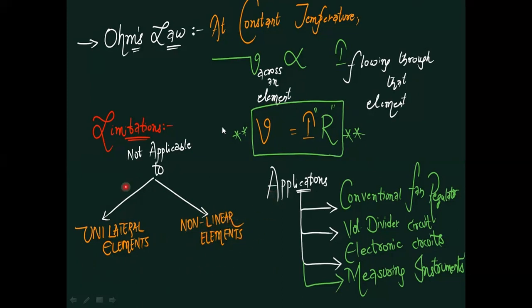Applications wise, it can be used in conventional fan regulators in order to increase the speed levels, and in voltage divider circuits in electronic gadgets we also use Ohm's law. We also have the DC ammeter, or else we can use it in measuring instruments. These are the different applications of Ohm's law.